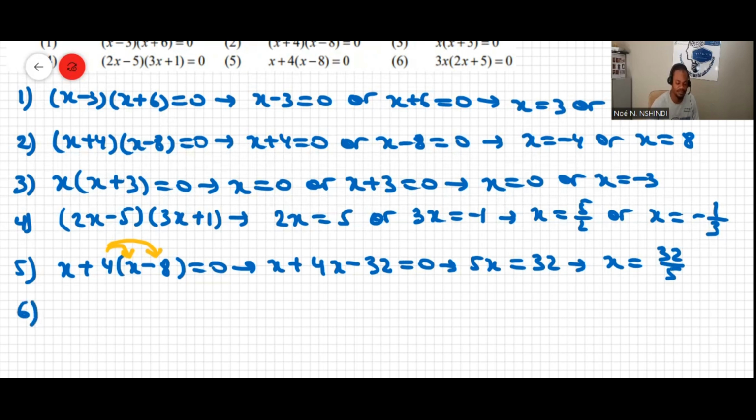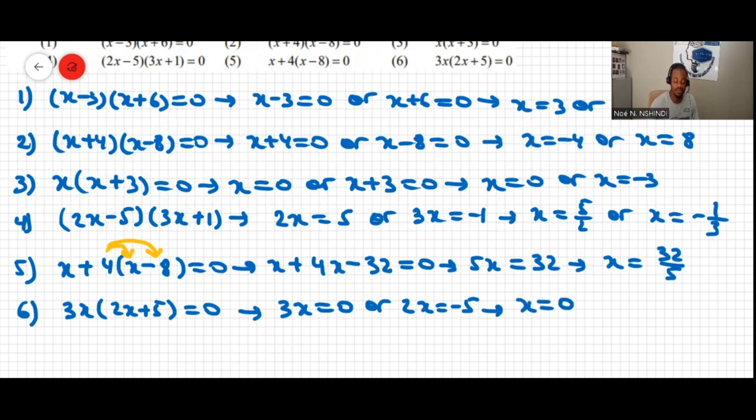And question 6, 3x open bracket 2x plus 5 equals 0. This implies that 3x equals 0 or 2x equals negative 5. So this means that x equals 0, because if 3x is equal to 0, it's x that is 0. We cannot say 3 is 0 or x is 0 because 3 cannot be 0. 3 is a fixed number, but x is the variable that can take any value. So we're going to say x is equal to 0 or x equals negative 5 over 2. Okay, that was question A.